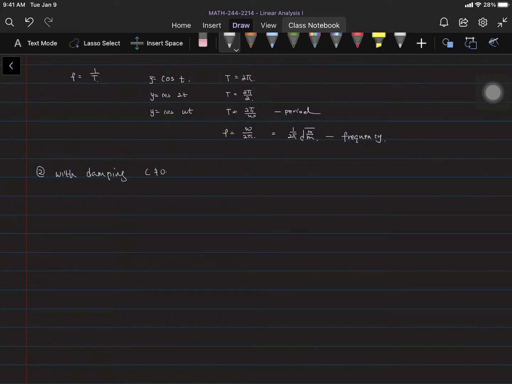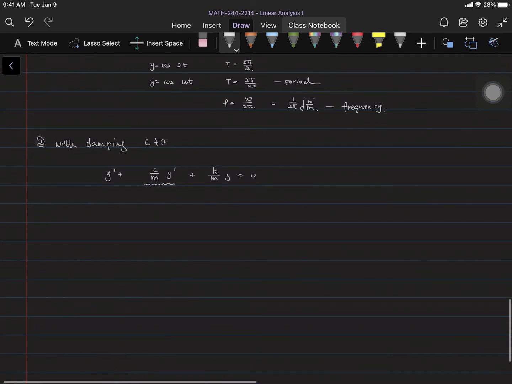With damping, our second derivative should have this term, which is C over M in front, and we still have K over M over this term. So the only difference is here: we have the first order derivative here. And in this case, in order to solve the differential equation, we do the same thing as before.